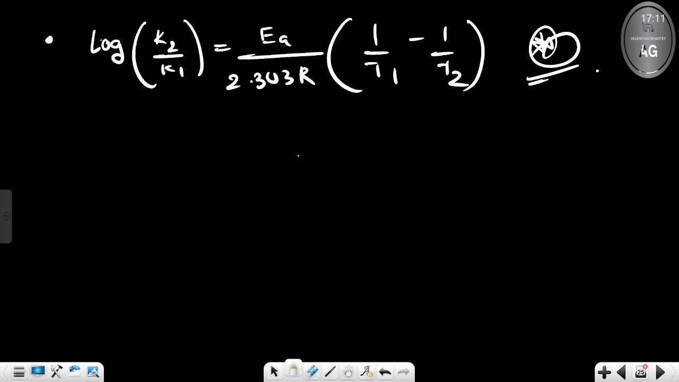It will be given in the question paper. If you have any doubt, ask. If not, then okay. It should be given in the question paper. Okay, clear?